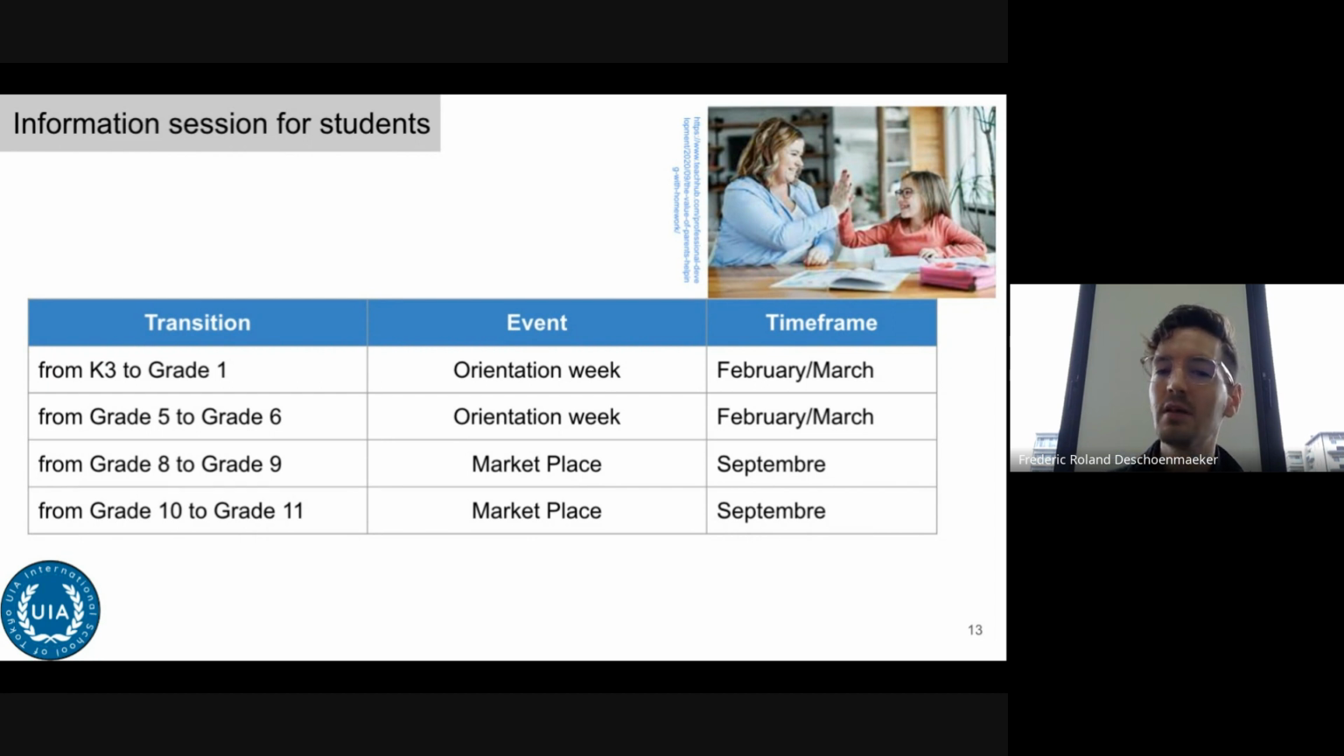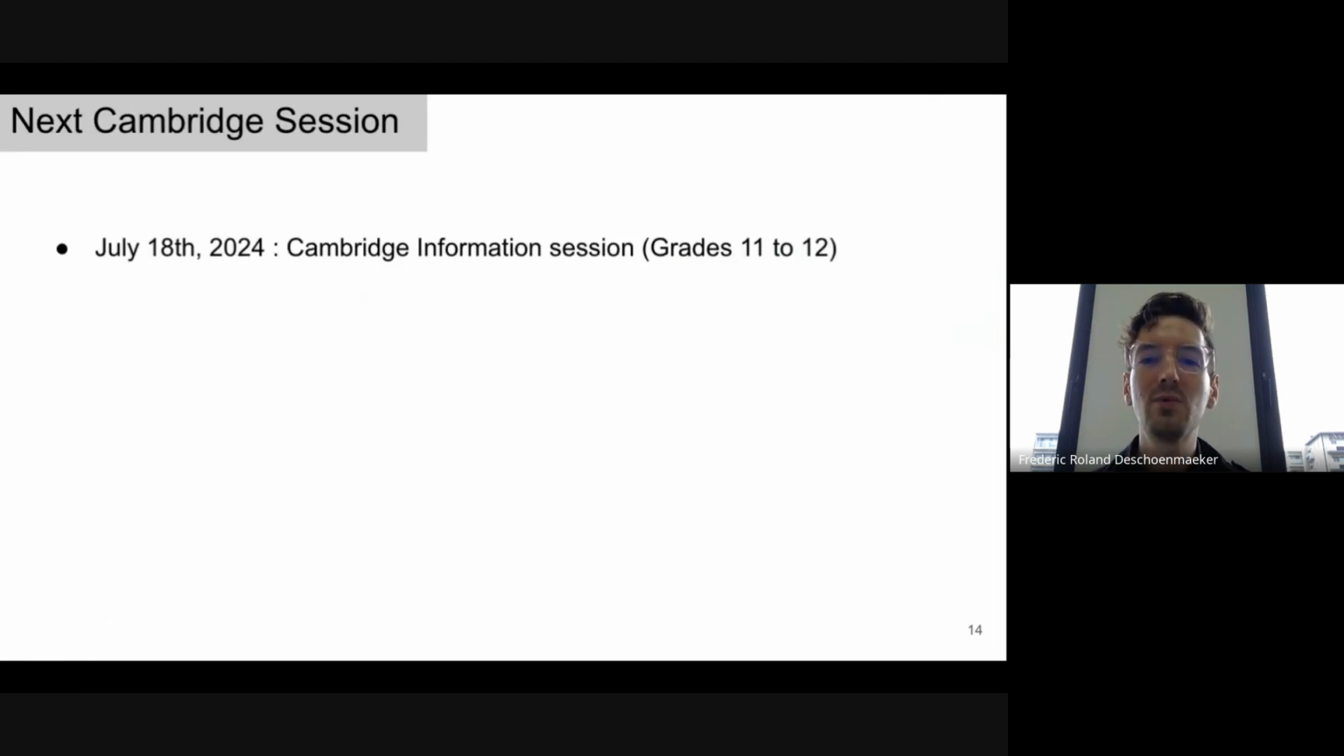It will be the second half of September when the subject teachers will actually have the time to join the event. Then another day that you may want to keep in mind is July 18. We'll have a similar Cambridge information session dedicated to grade 11 and 12, so more for the A level. We will invite parents from grade 8 to grade 12 to join us for any question or discussion you would like to have with us.